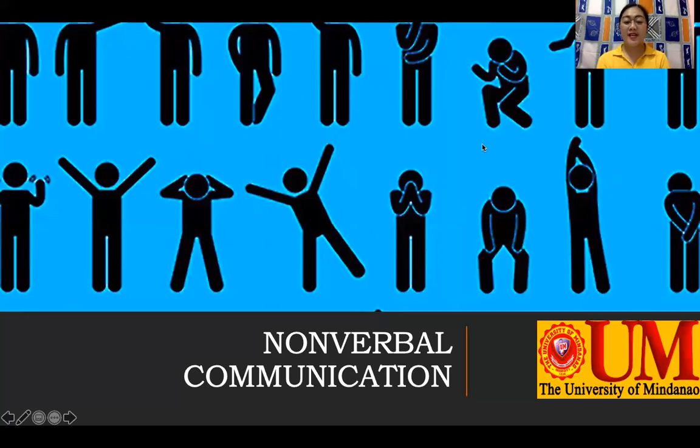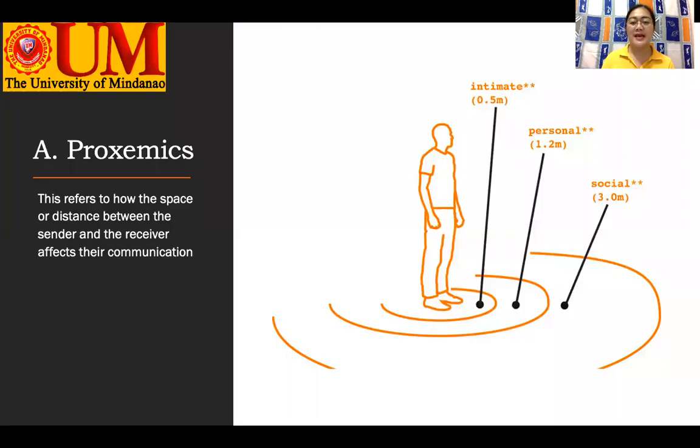So let's continue with nonverbal communication. When we say nonverbal communication, this is the opposite of verbal communication, which means when you communicate, you do not use words. So what do we use when we communicate if it is nonverbal communication? There could be the involvement of the facial expressions, the body language, what else? The gestures. So those refer to nonverbal communication.